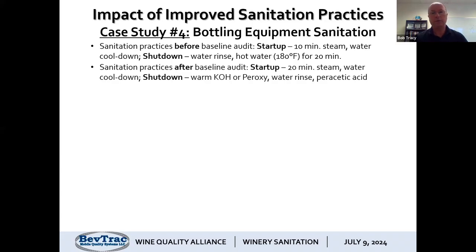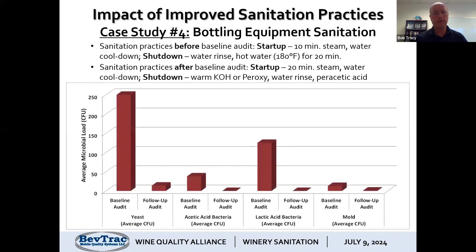And then after the baseline audit, they used 20 minutes of steam and then the water cool down at startup. And then at shutdown, they use warm potassium hydroxide or proxycarb, water rinse, and peracetic acid. And so the average microbial load for the yeast and even the acetic acid bacteria and the lactic acid bacteria all went down dramatically after they implemented the new sanitation practices at startup and shutdown.